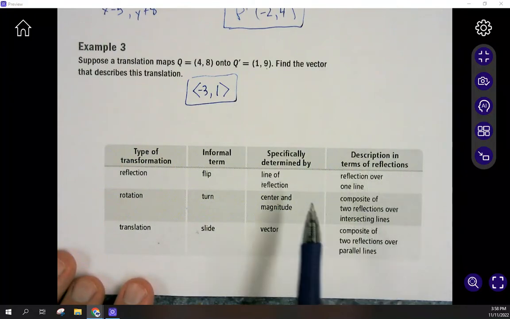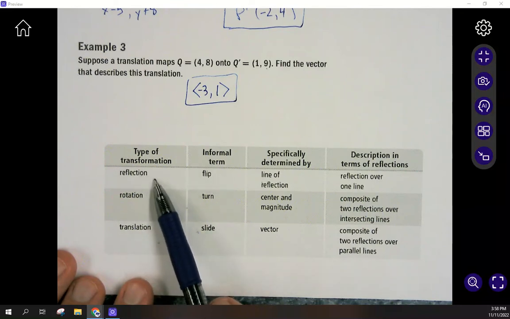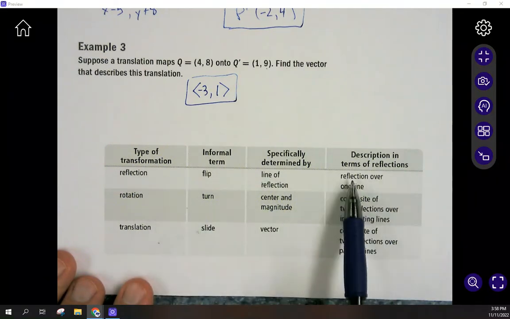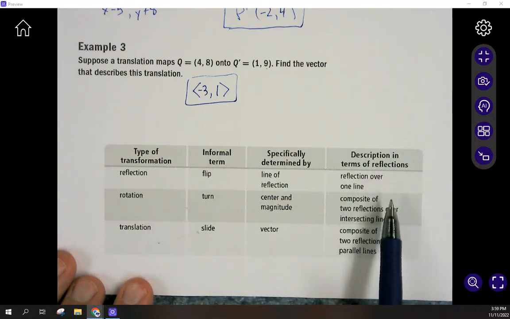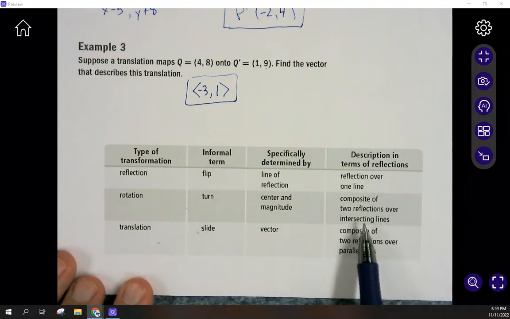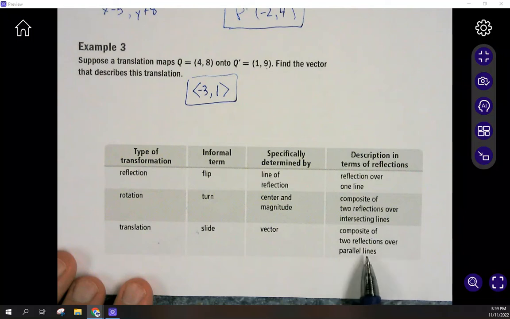Now, all of these can be expressed as reflections or composites of reflections, like we've talked about. So a reflection is just one reflection over one line. A rotation is a composite of 2 reflections over intersecting lines. And a translation, we talked about, is a composite of 2 reflections over parallel lines. So if we flip twice over parallel lines, it's actually a translation. And if we flip twice over intersecting lines, that is a rotation.